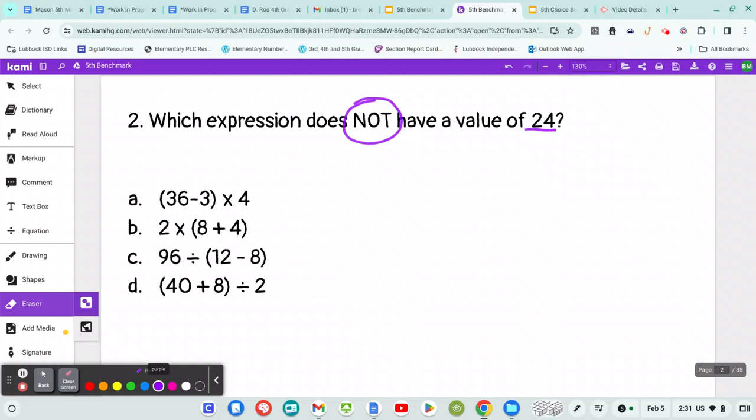So on STAR, if you come across a problem like this and you know that overwhelms you, save it for the end. Flag it, come back, and don't let it stress you out because it's kind of a lot of work when you have to do this.